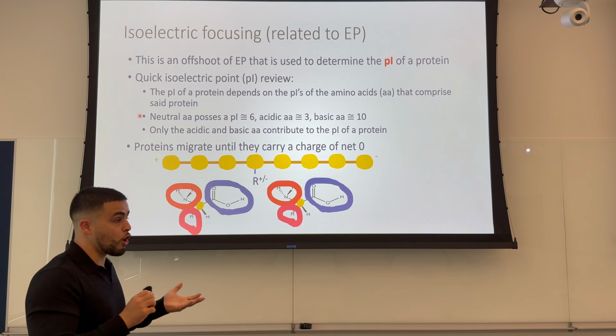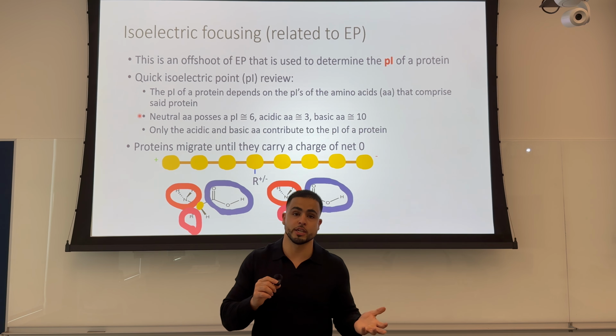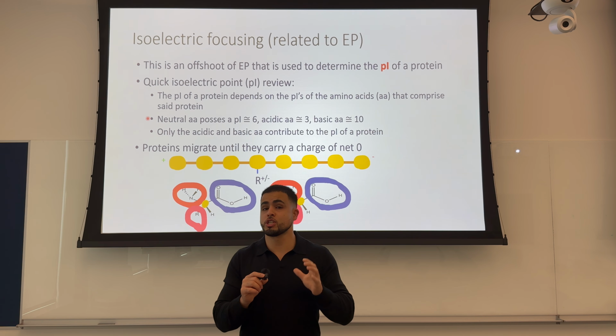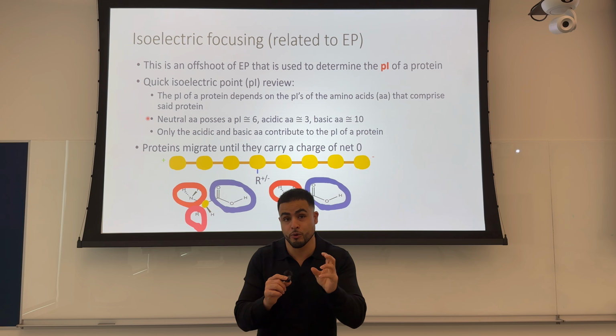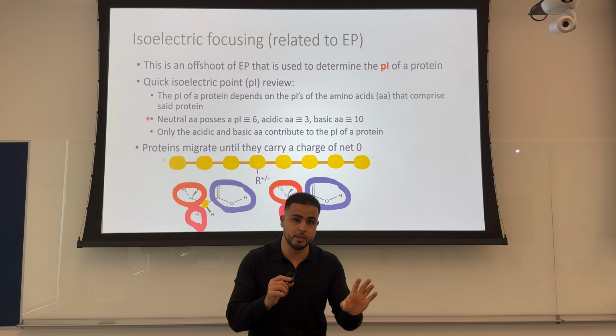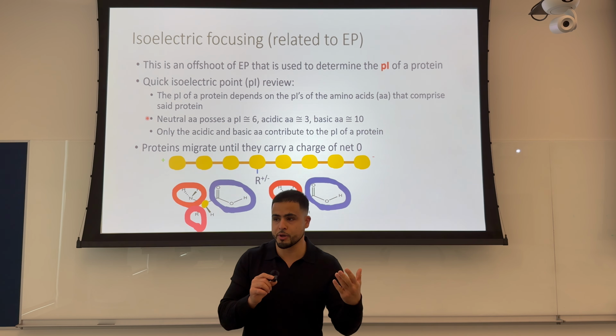Okay, now let's move on to an offshoot of electrophoresis, which is isoelectric focusing. The purpose of this is to determine the pI of proteins. So just a quick review behind the concept of a pI, or isoelectric point. We go in depth on this topic in our biochemistry playlist on the pI of amino acids. Here we're going to do a quick review.